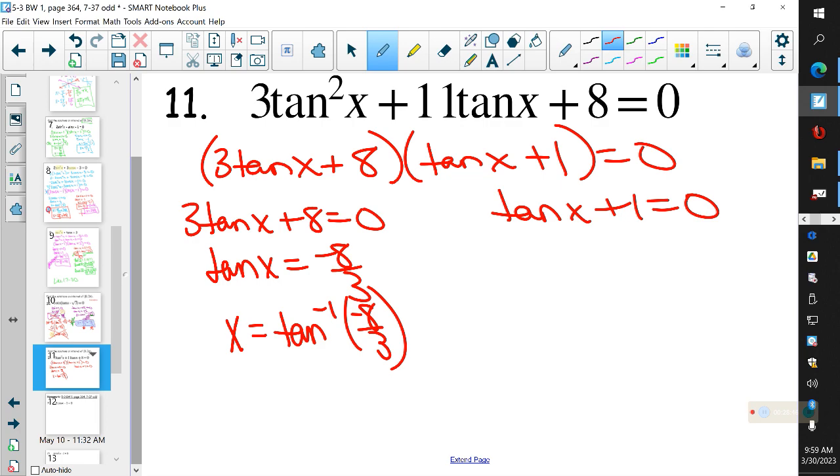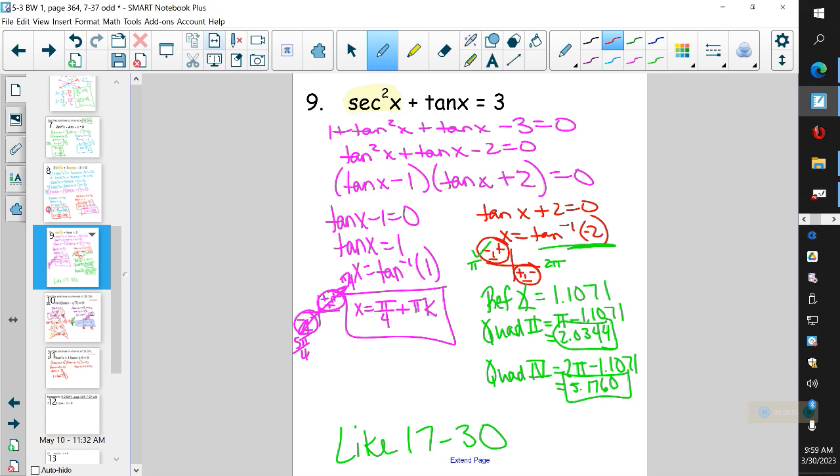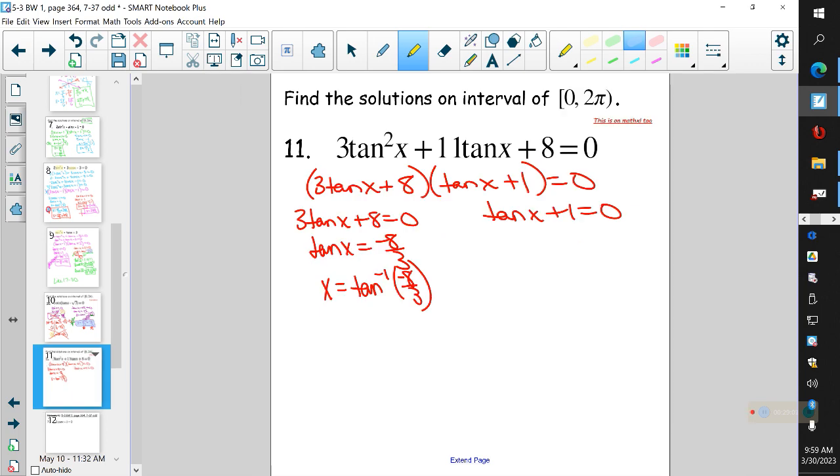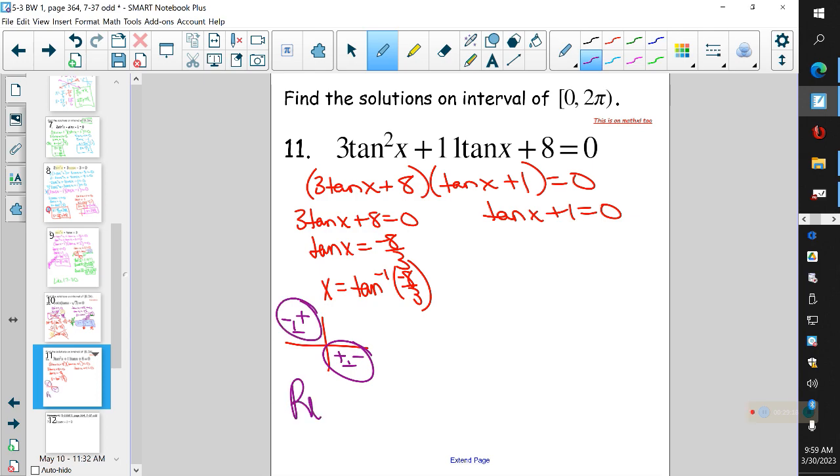Okay, your brain should be thinking some things here. This is very similar to what we did in this problem right here, because do you see this? That's negative 2. We have this funny reference angle thing going. So that's exactly what we're going to do with this one right here. I'm going to say, hey, where am I at? What quadrant am I at that I am negative? Well, I am negative for tangent in quadrant 2 and 4. That's where I'm at. So my reference angle, I have to actually take the tangent of 8/3, the inverse of that.